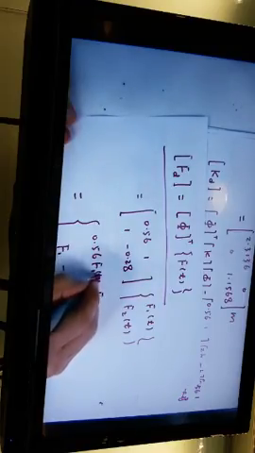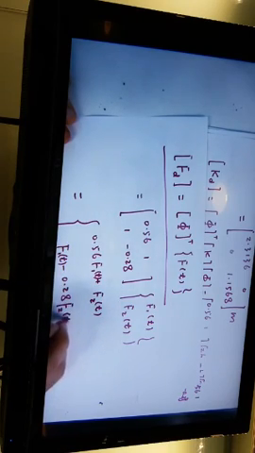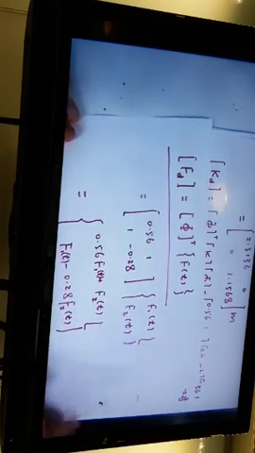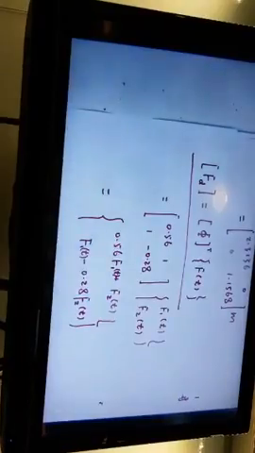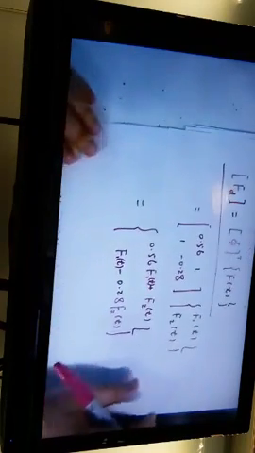Maybe we should put T here. T, T, T. 2x2 matrix times 2x1 column. You get 2x1 column. So you convert everything.